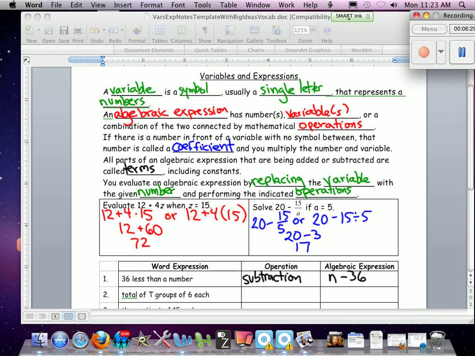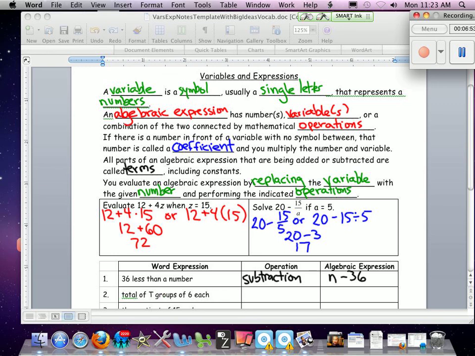For number 2, a total of t groups of 6 each. Well, total usually tells us we want to do addition, but in this case, we have a certain amount of groups. Also, each sometimes makes us want to do division. How much is it each? But in this case, we have a total of t groups. We're going to have 6 each.